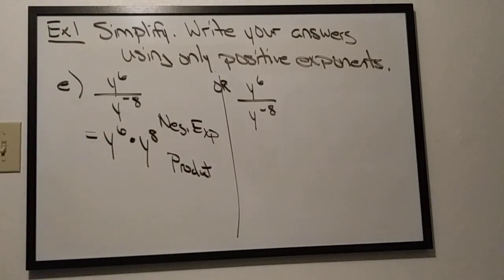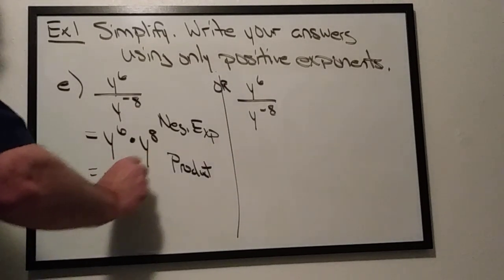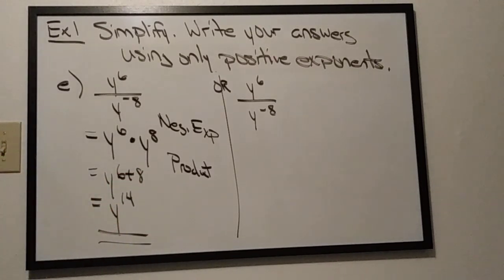I have y to a power times y to a power. I can add those exponents. So this is going to be y to the 6th plus 8th power. 6 plus 8 is going to be 14. So my answer on this problem is y to the 14th.